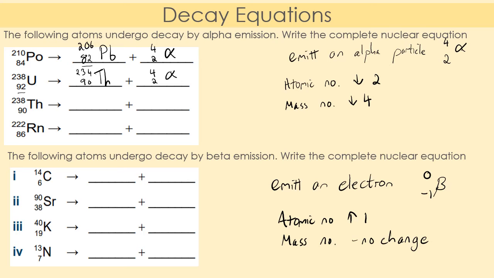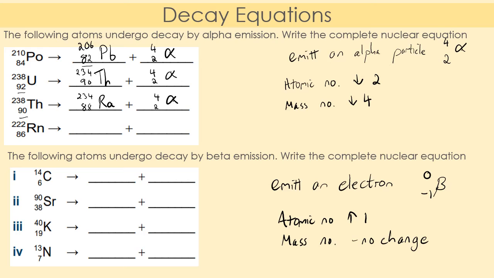So I've got thorium, which is 90, and that will go down to 88. My atomic number is going down by 2, and my mass number is going down by 4, and that will also be 230. I find on my periodic table what has an atomic number of 88, and that is radium. Again, I have my alpha particle.